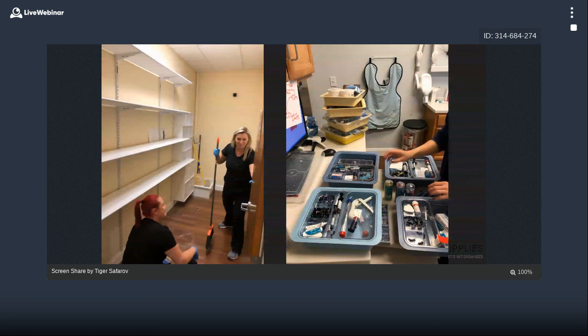And then take a look. Now we started on the right side, we started organizing the tubs for each procedure. So what needs to go in each tub, right? So slowly we're getting these things organized.